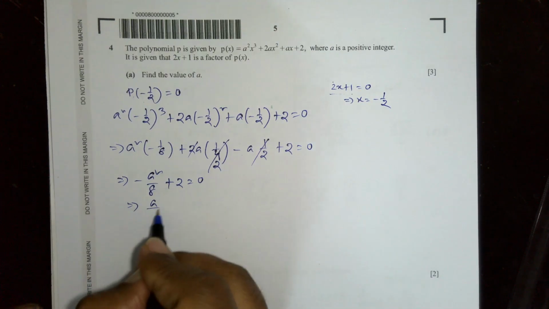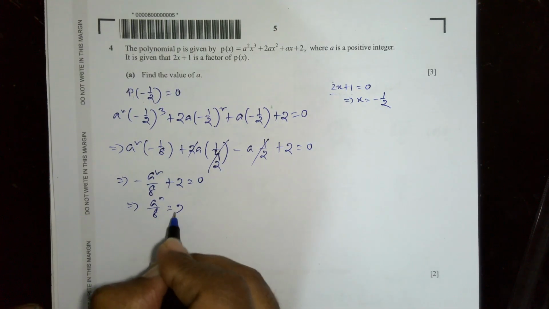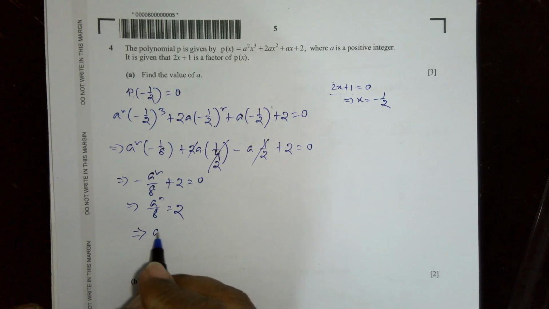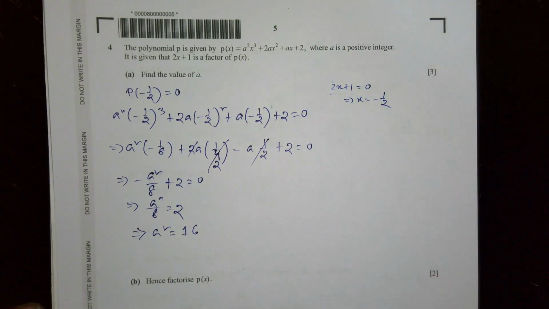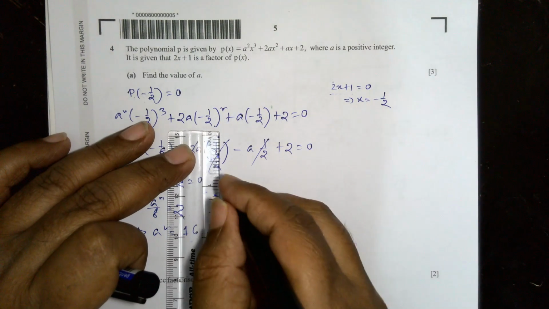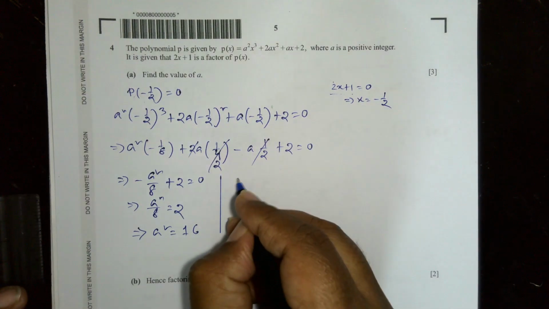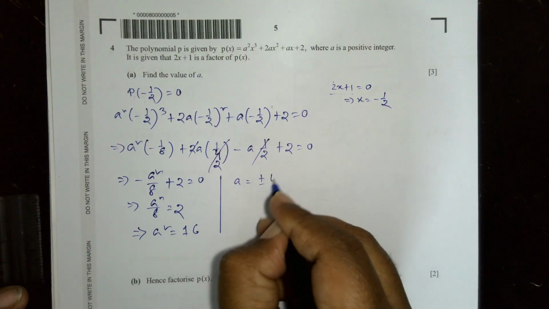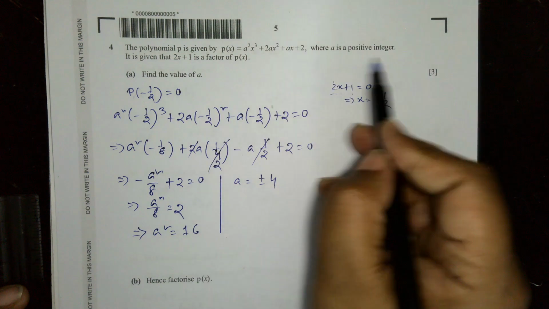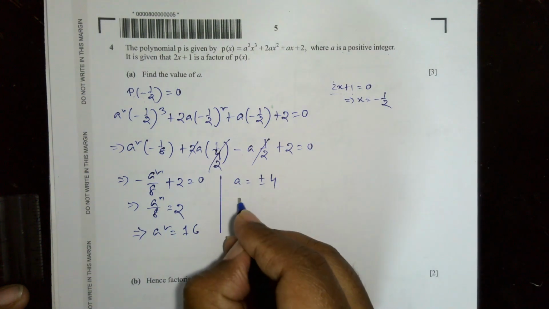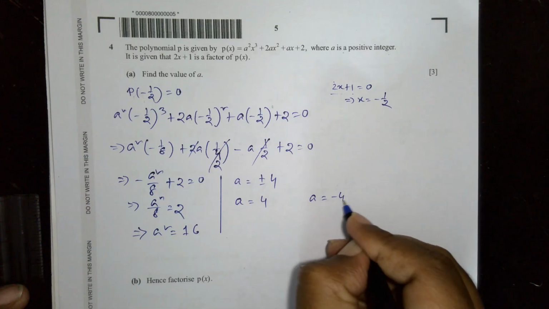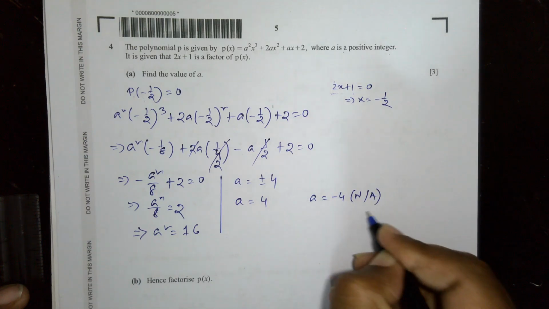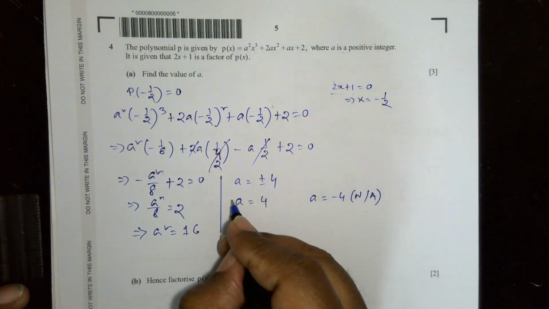Therefore, a squared over 8 is equal to 2. Hence, a squared is equal to 16. But we are not interested in a squared, so a should be plus or minus 4. But it says that a is a positive integer. So therefore, a is equal to 4 is the only answer. A equal to minus 4 is not applicable for this question. Okay, this is the only answer.